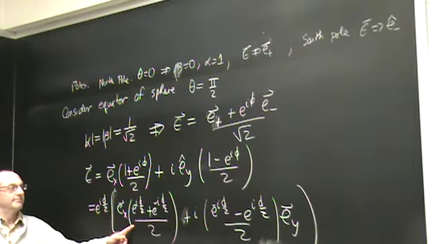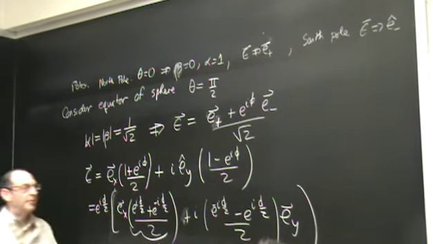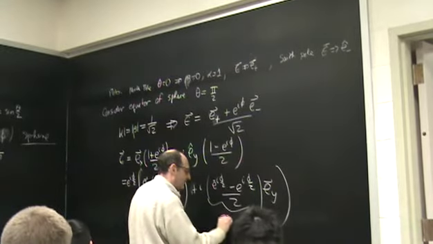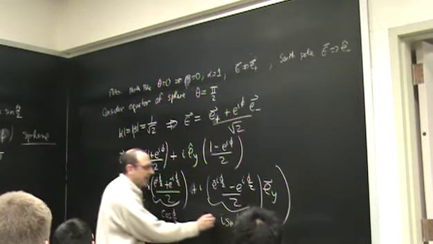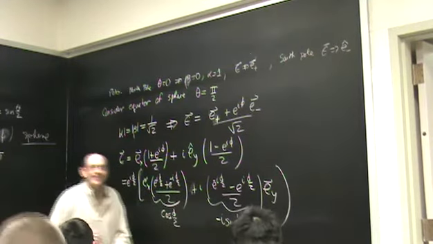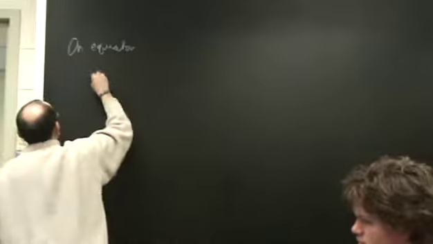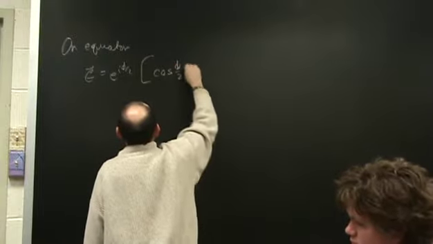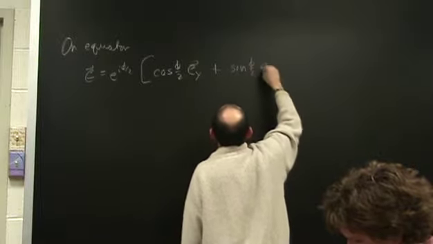What's this? Cosine. And what's this? Sine with an i in there. But it should have been minus i, and then check that at some point. Equal minus i. Oh, that's right. Okay, good, it worked. So the bottom line is on the equator, the polarization state is some overall phase times cosine phi over 2 ex plus sine phi over 2 ey.